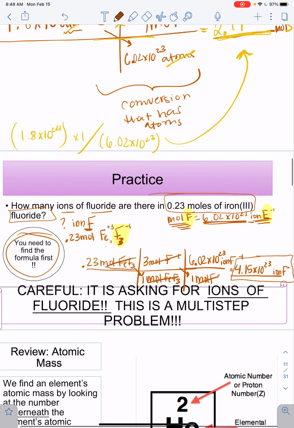So this one was a little different because it was asking you for ions of fluoride. So this is a multi-step problem. See how we have 1 step right here, 1 conversion. We have another conversion. This is a multi-step.